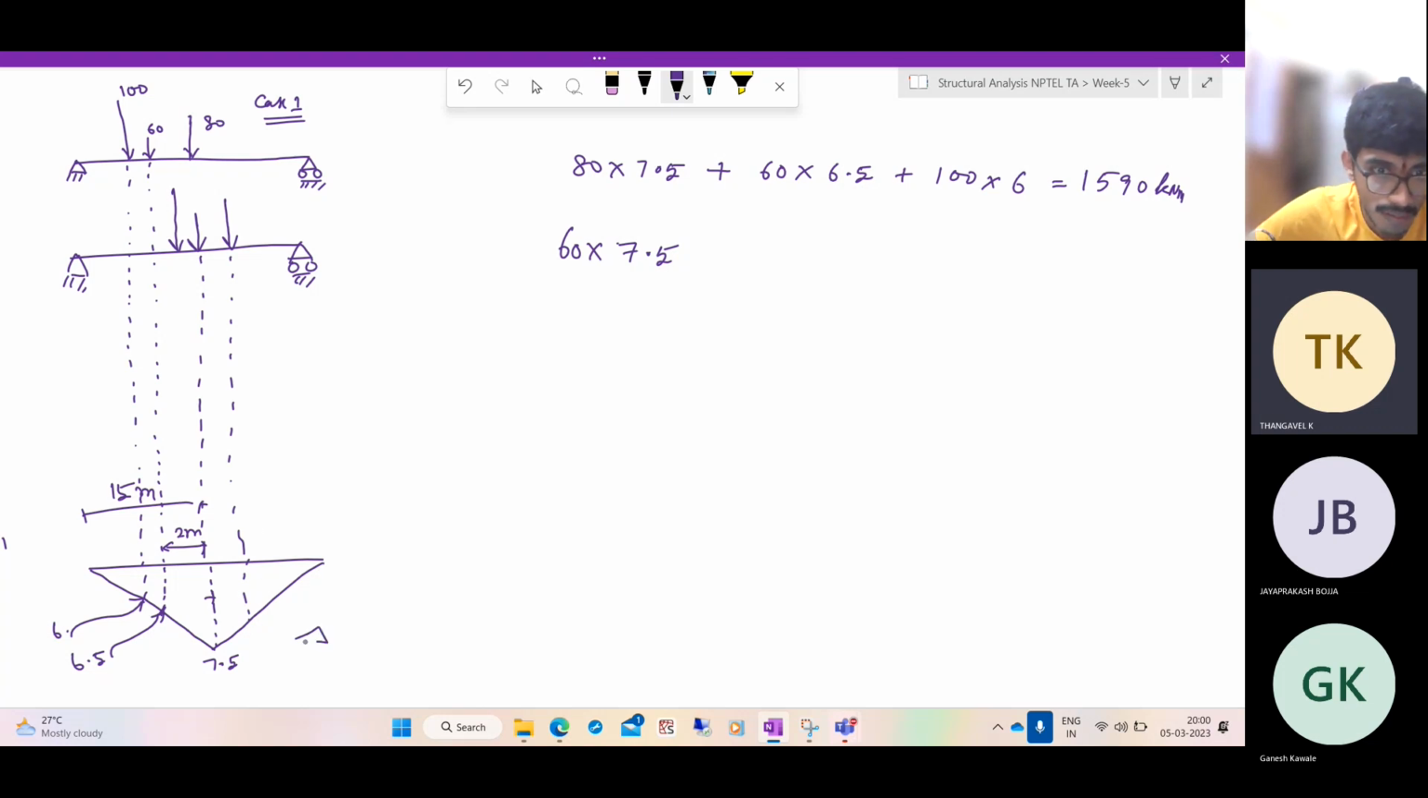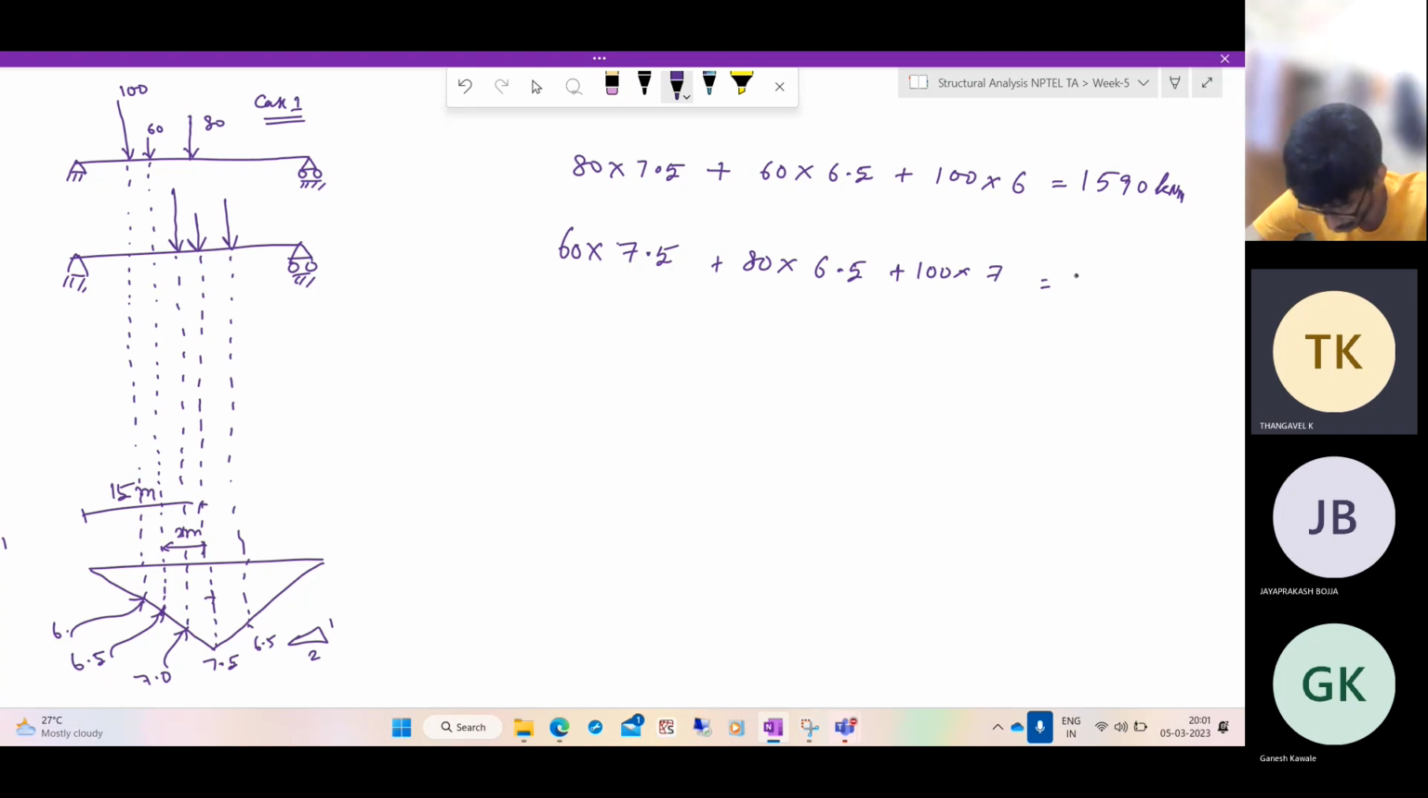So again, the slope is 1 and 2. So if you go 2 meters, it will drop by 1. So here it is 6.5. So plus 80 into 6.5 plus 100 into, where does 100 act? It acts at the midpoint of these two. And what is the value there? It is 7. Plus 100 into 7. How much is this? This is 1670 kilonewton meters. This is case 2.